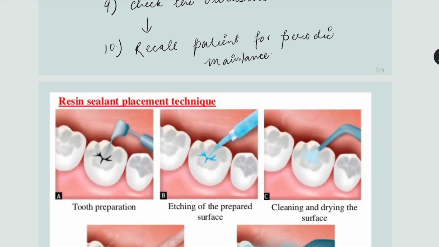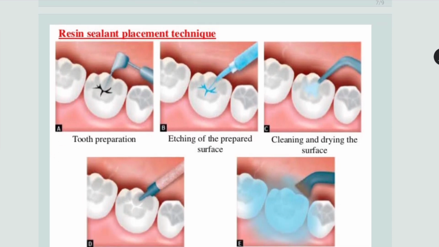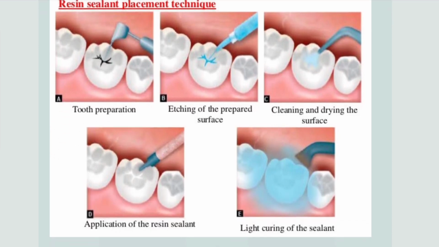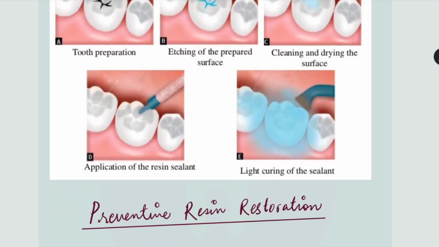That's it. So here is a diagrammatic representation where it has been shown that after cleaning and polishing, there is a tooth preparation over here. Then there is placement of etchant. Then there's cleaning and drying of the tooth surface. Then after proper isolation, the sealant is applied over here. And then light curing is done. And then a proper occlusal check is done. And everything is completed after it.